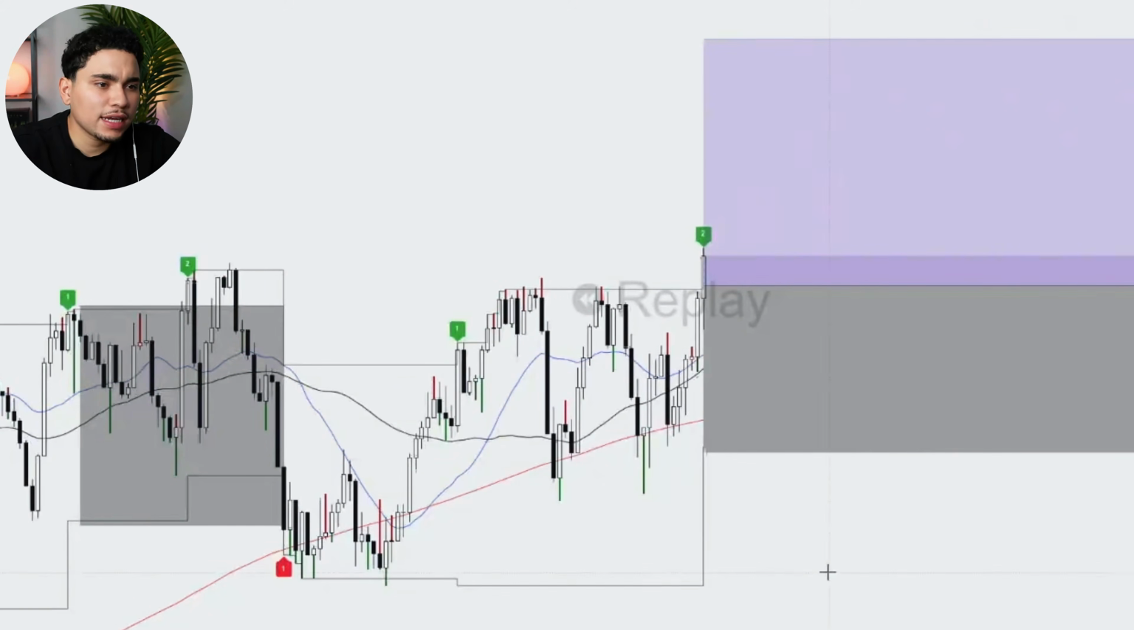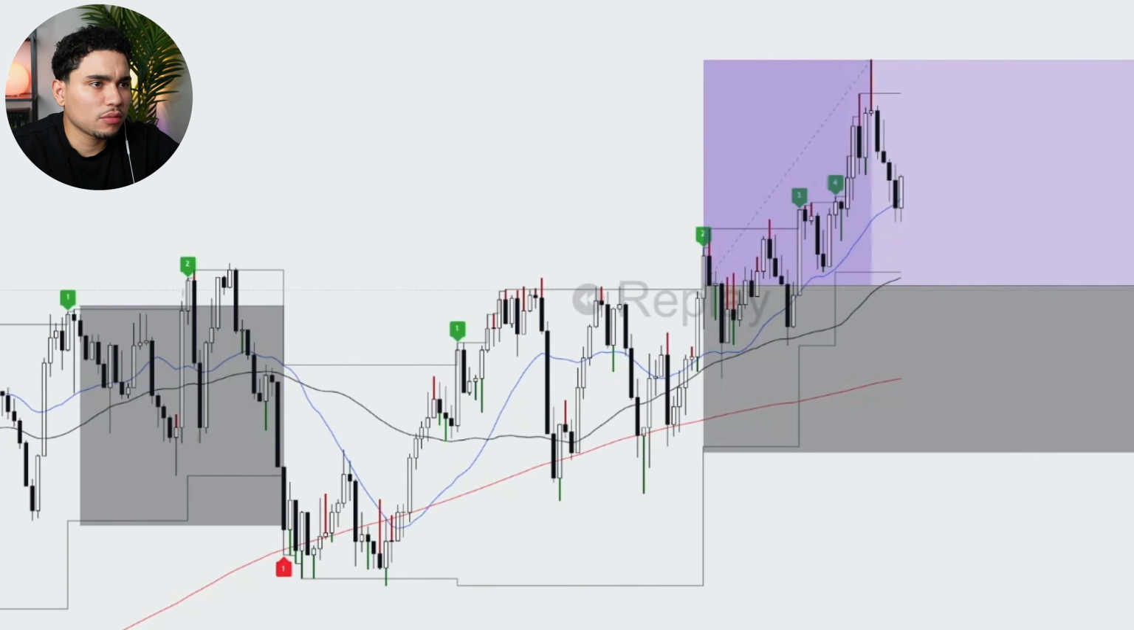Now for this break, I did end up adding a little bit more size and I moved my stop loss higher just to have a tighter stop loss. And I did end up closing my trade right here, just in profit, just enough so that I was able to make, as you guys know, $10,000.